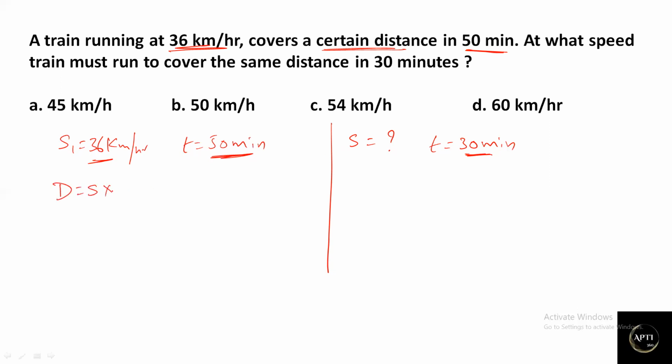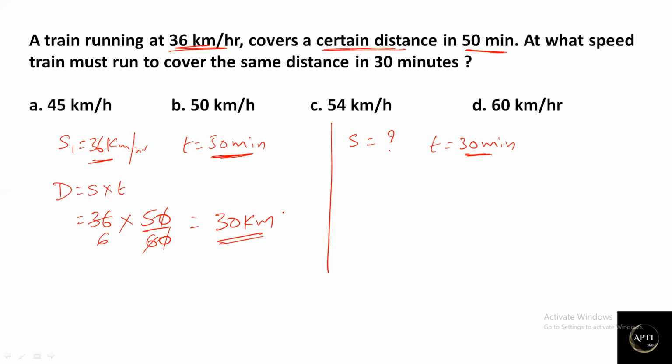Distance is equal to speed into time, correct? So what will be the speed? 36 kilometers per hour into time. Time is 50 minutes, right? So we convert 50 minutes to hours: 50 by 60. Here the 0 will get cancelled. 6 times is 36. 5 6 times is 30 kilometers. So the distance we have is 30 kilometers.